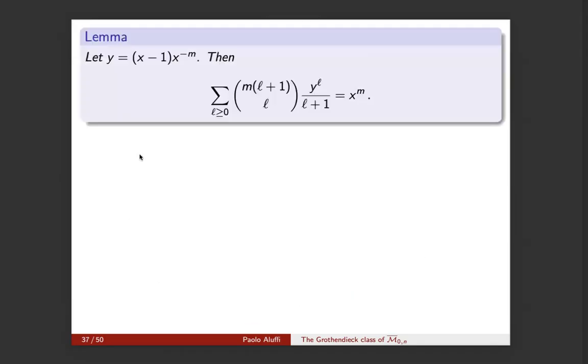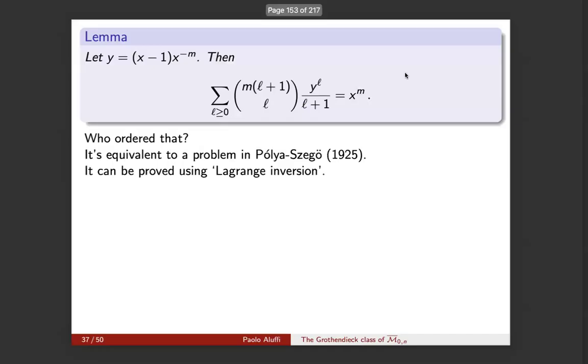Then you have to come up with the following fact. If y is x minus 1 times x to the minus m, then it just so happens that x to the m is this series involving y. How do you come up with this? Where do you find it? Well, there's an exercise in Pólya and Szegő, so I have the feeling that 100 years ago people would look at this and know exactly what to do, because this was an exercise in a standard textbook for becoming proficient with handling these formulas.